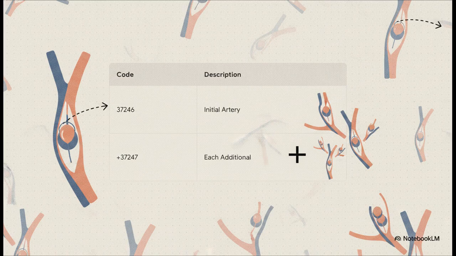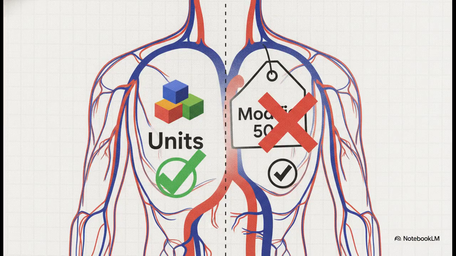Now, notice that little plus symbol next to 37247? That tells us it's an add-on code. You use 37247 for each additional artery treated with angioplasty during that exact same surgical session. So one initial artery and an add-on for every unique artery after that. Pretty straightforward, right? But wait, there is a very common structural trap when we deal with bilateral procedures, meaning treating arteries on both the left and right sides of the body.